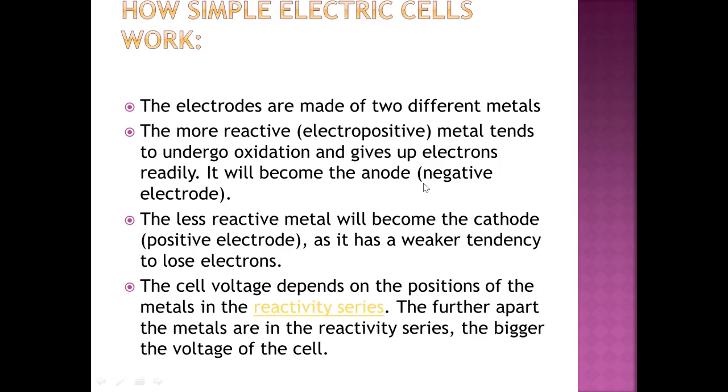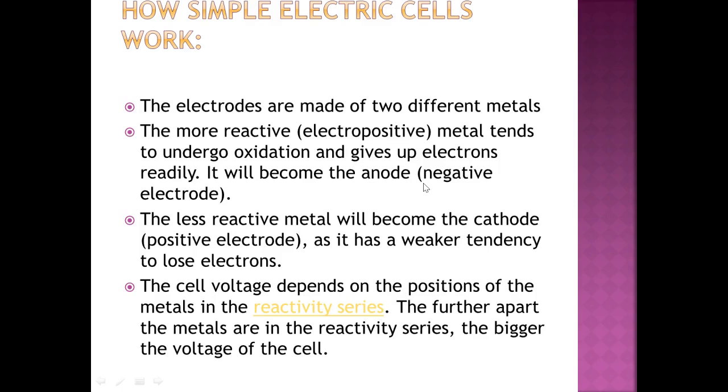How does it work? The electrodes are made of two different metals, and the more reactive, that is the electropositive metal, tends to undergo oxidation and gives up electrons readily. It becomes the anode, the negative electrode. The less reactive metal will become the cathode, that is the positive electrode, as it has a weaker tendency to lose electrons.